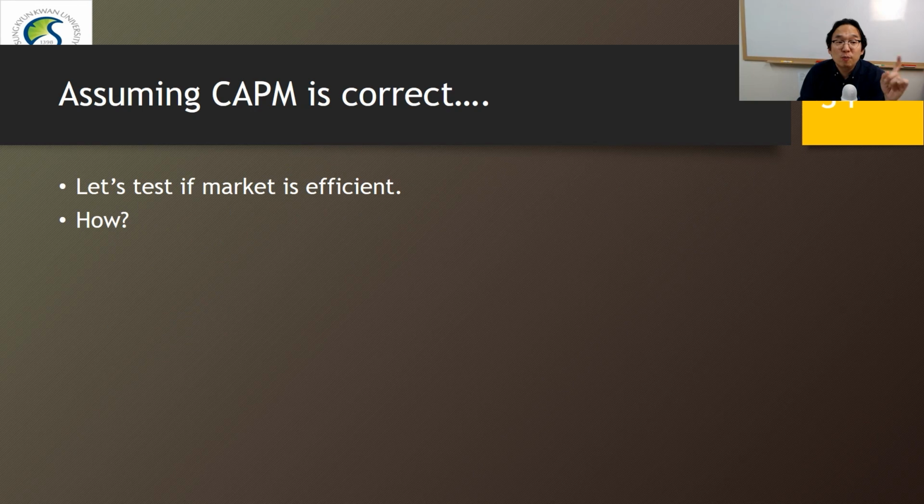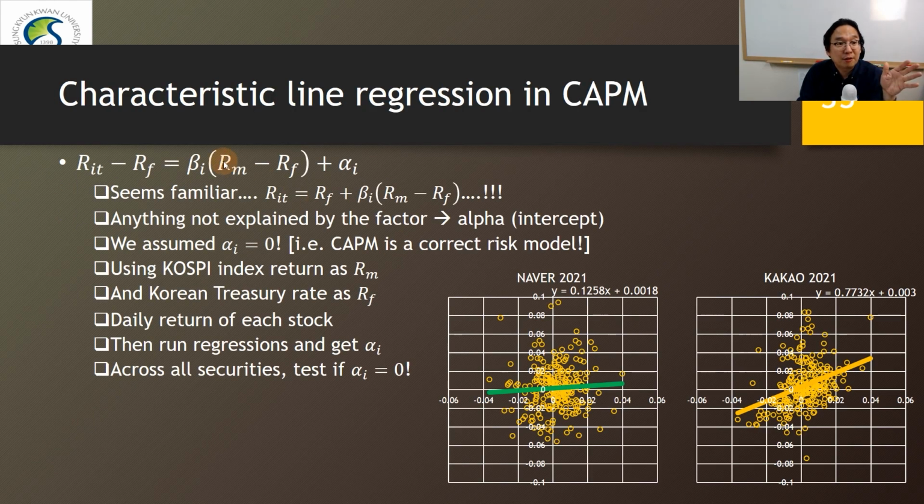Risk premium. Assuming the CAPM is correct, let's test if the market is efficient. How would you test it? Well, the characteristic line. You can think about a characteristic line for each of thousands of different stocks. Using this excess return framework, your stock's excess return should be explained by the market portfolio's excess return.